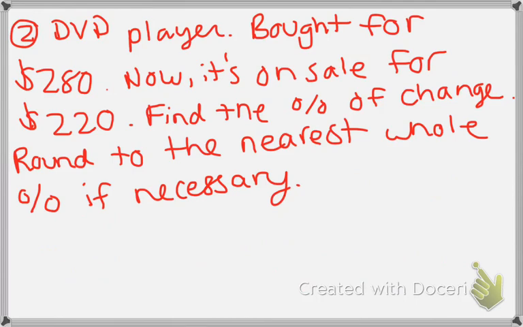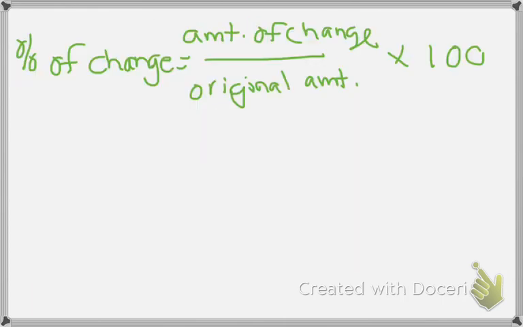Okay, next example. It says, a DVD player was bought for $280. So you went to the store and you bought the DVD player for $280. Now all of a sudden you see the next day it's on sale for $220. Well, that's sad. Find the percent of change. Round to the nearest whole percent if necessary. So we're going to do the same exact thing. We're going to use that formula, which we're going to put on the next page. Percent of change equals amount of change over the original amount times 100.